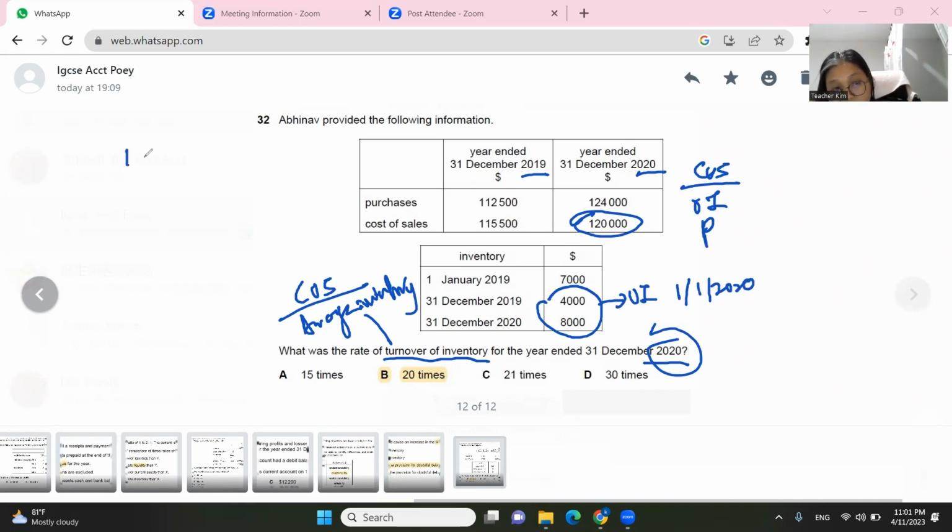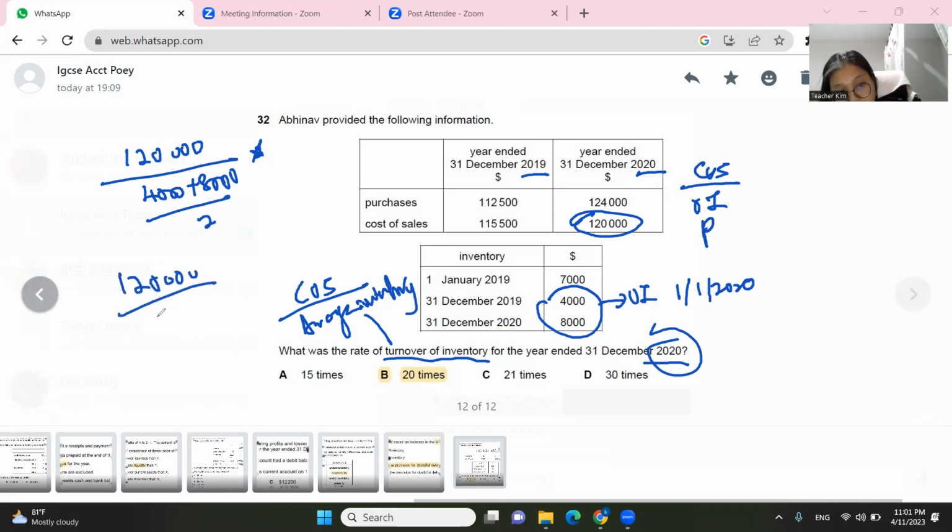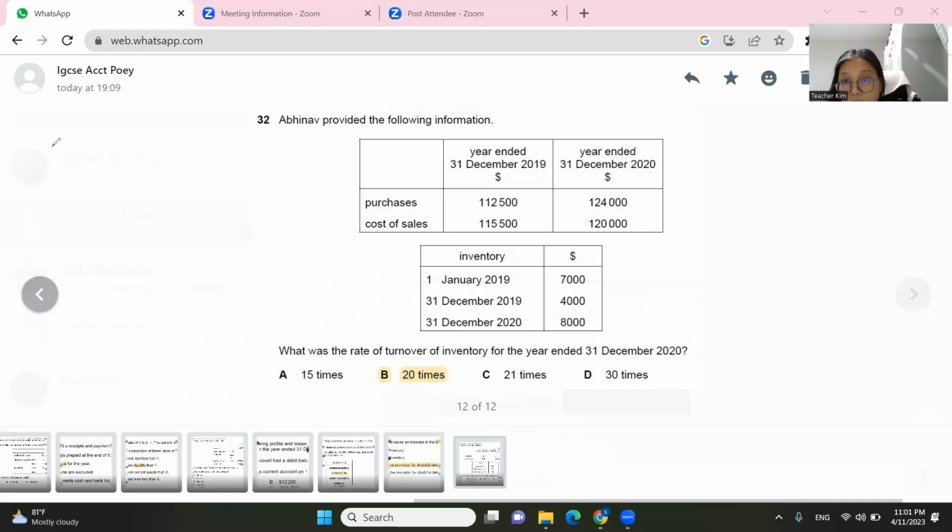So now we calculate. 120,000 divided by the average inventory, which is opening plus closing, 4,000 plus 8,000, divided by 2. Just calculate how many times. 4,000 plus 8,000 divided by 2 is 6,000. So 120,000 divided by 6,000, we get 20 times. So this is the answer for it. Okay, I think that's all for the questions that you asked. So we end here.